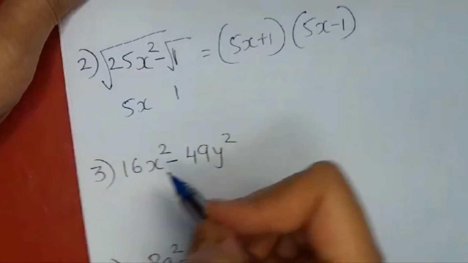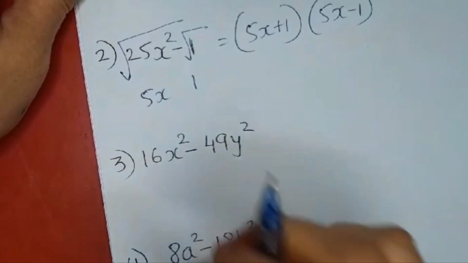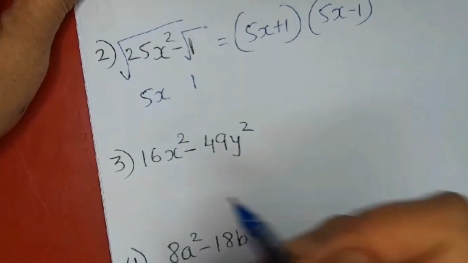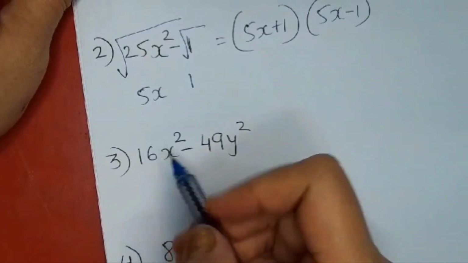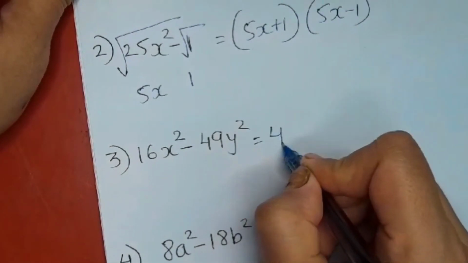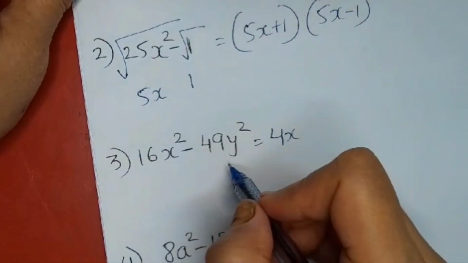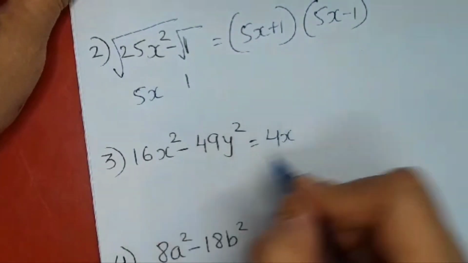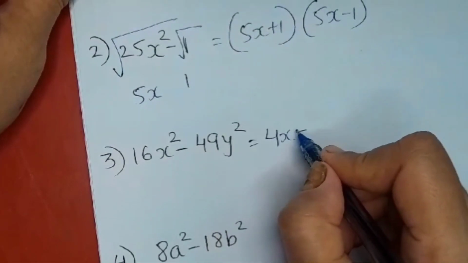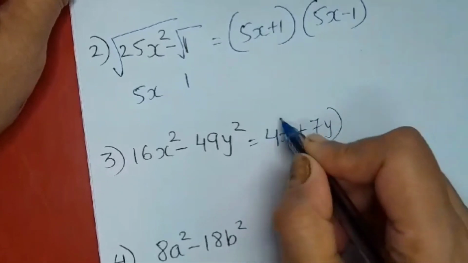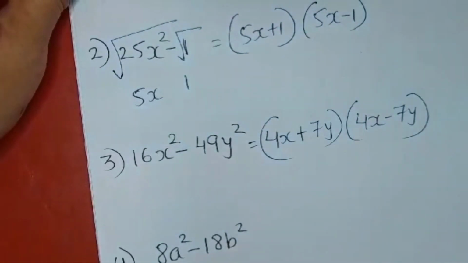Now for the third example also, we have to take the square root of both the terms and then we have to write in the form of sum and difference. So square root of 16x square is 4x and square root of 49y square is 7y. So here we have to write it in the form of sum and difference. So 4x plus 7y and 4x minus 7y.